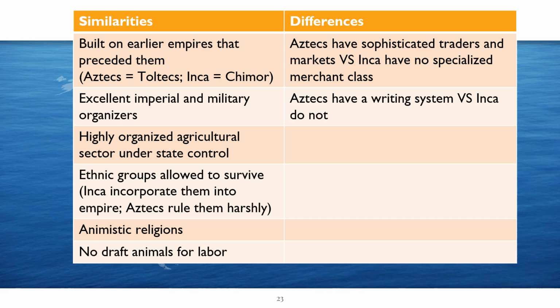The Aztec had a very sophisticated trade network, and they had sophisticated markets, whereas the Inca did not have a specialized merchant class. In addition, the Aztec had a writing system, but the Inca did not. So those are some of the differences.